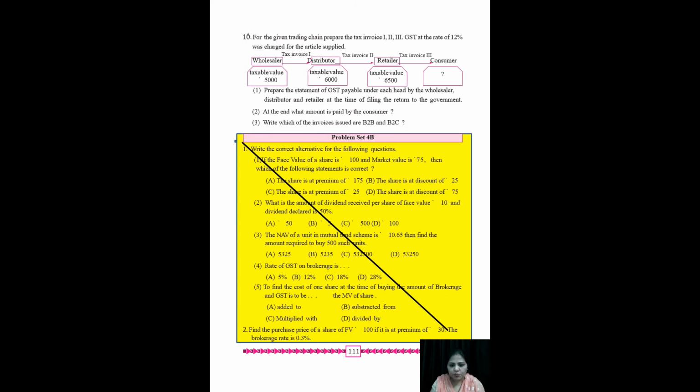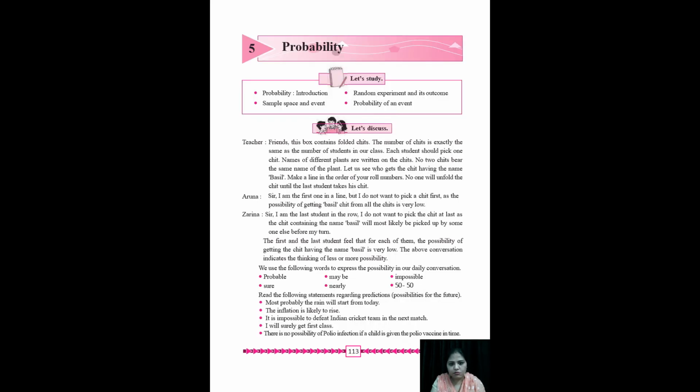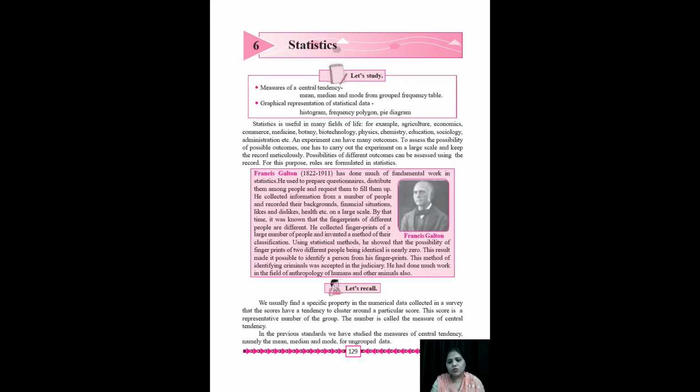Then come to page number 111, problem set 4B. Problem set 4B is not there. Two problem sets were there. 4B is cancelled now. You only have one problem set, that is 4A. Page number 112, cancel the whole page. Then we move to probability. Here in probability also nothing is reduced. So we'll move directly to statistics now.